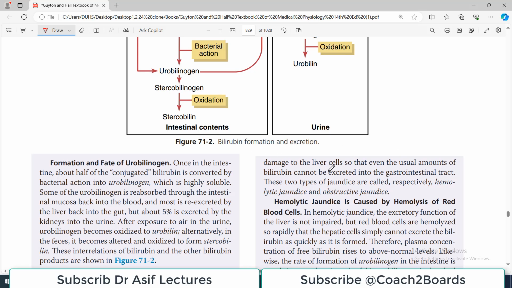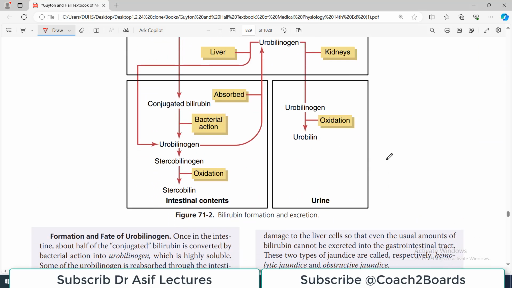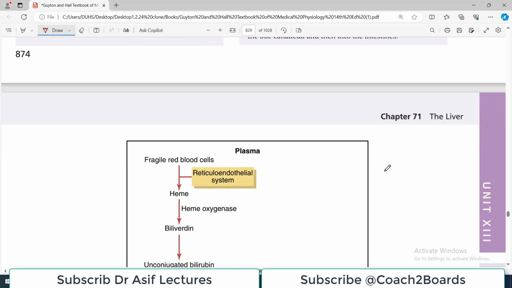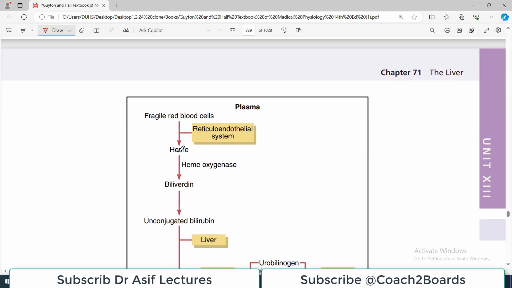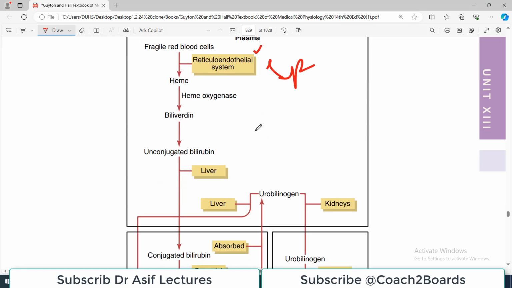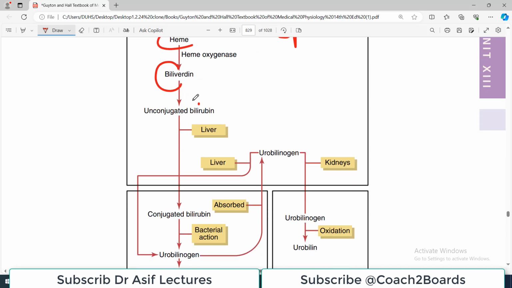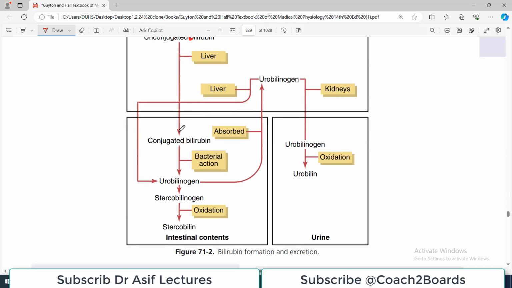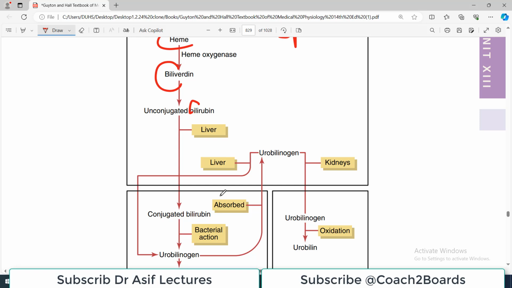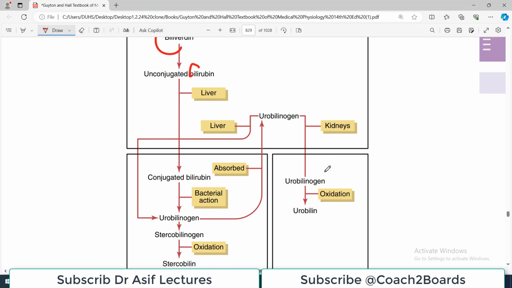Bilirubin formation and excretion is not the topic here, but the whole point is that we get our red blood cells which are taken up by the reticuloendothelial system, probably in the spleen. We get heme out, and then heme is converted into biliverdin, and then unconjugated bilirubin, which in the liver is then conjugated, and part of this is excreted in the feces, part of this is excreted in the kidneys.